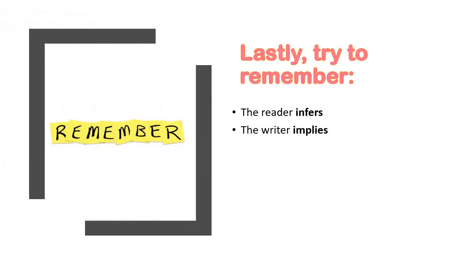Final thing to remember, not a big deal at all, but something that might niggle at your examiner. So the reader infers, that's us interpreting the information, but a writer implies. They can't infer, just as a reader can't imply. So that's the last thing to remember if you can.